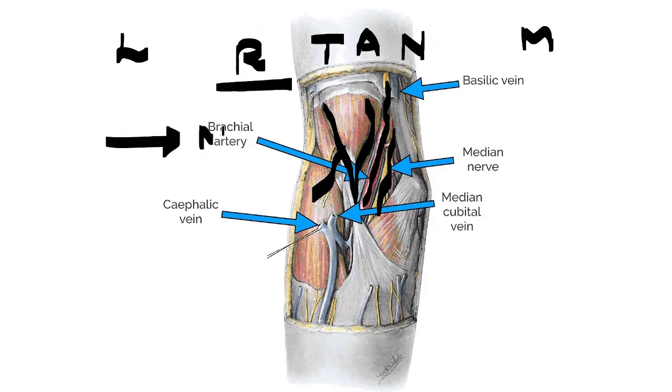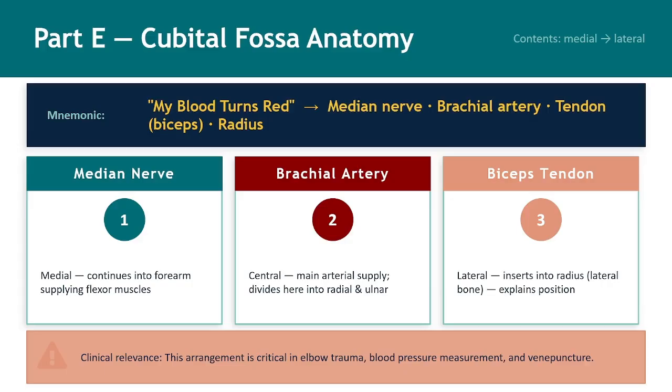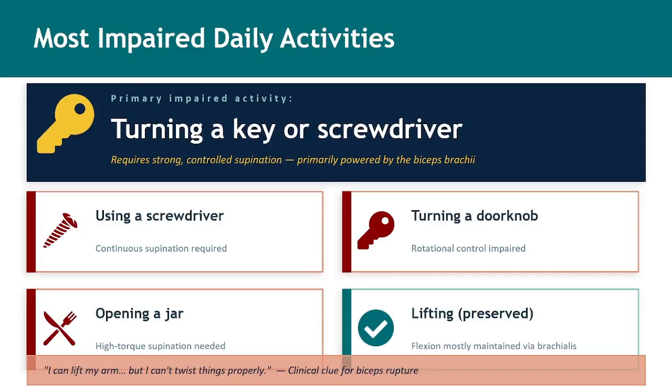That of course is a must-know factor, because whenever you do surgeries in close proximity to the cubital fossa, you should know the structures to spare the nerves. All right. Now we'll go into the clinical aspect.